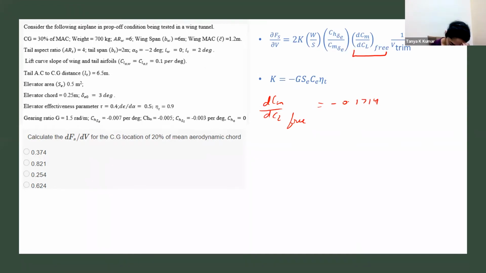0.1714. Okay. The only unknown quantity in this equation is K, that we calculate using this equation. That is minus G. G is given in the question as 1.5. SE is 0.5, that is the elevator surface area. CE, elevator chord, is 0.25. That is this value CE. And the efficiency factor is 0.9, sorry. Okay. Substitute this term into this K and this DCM by DCL free here.